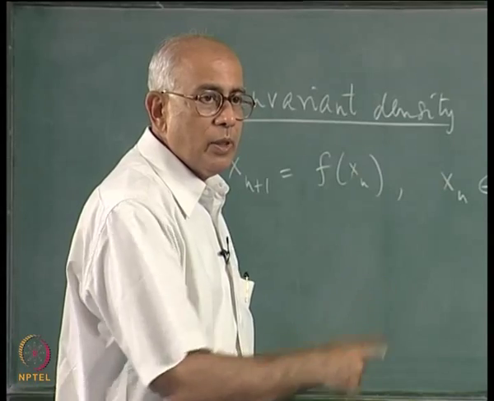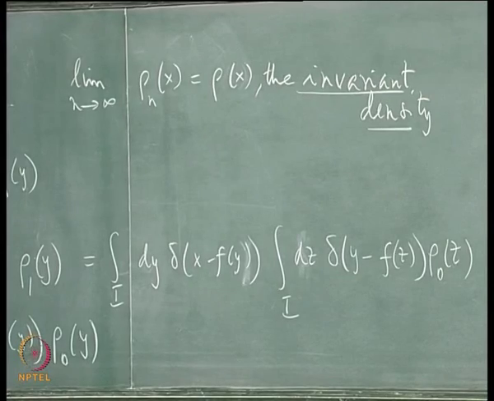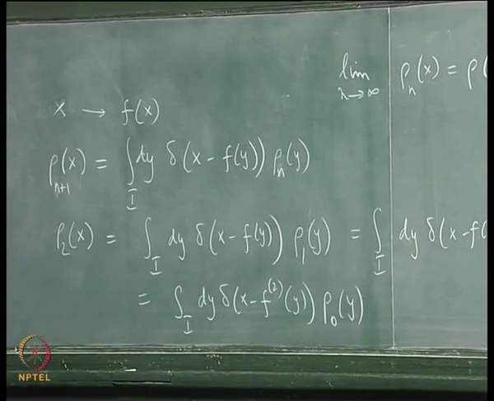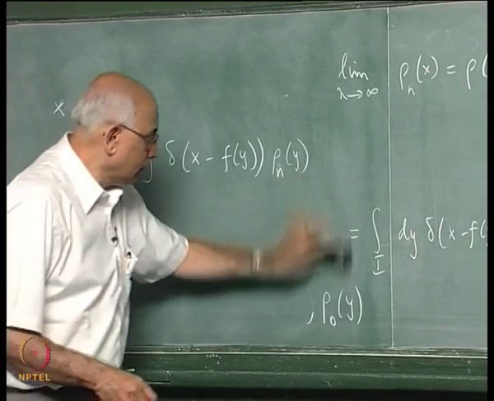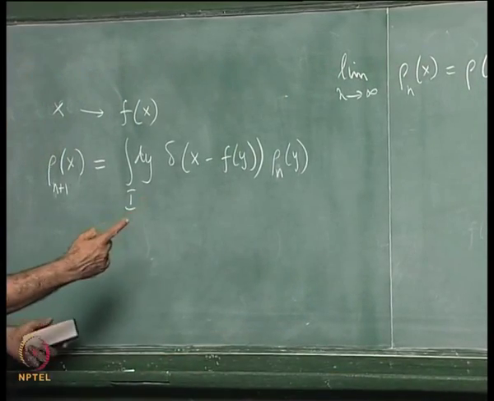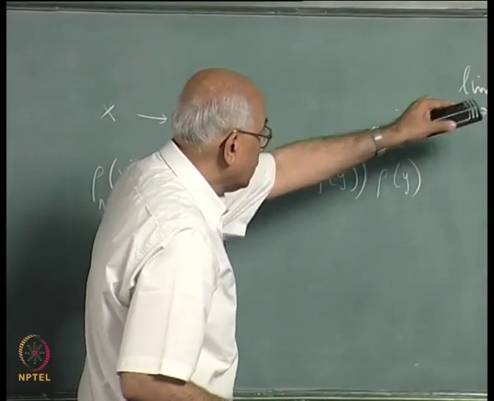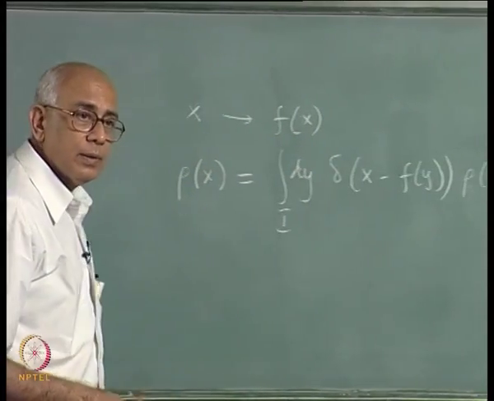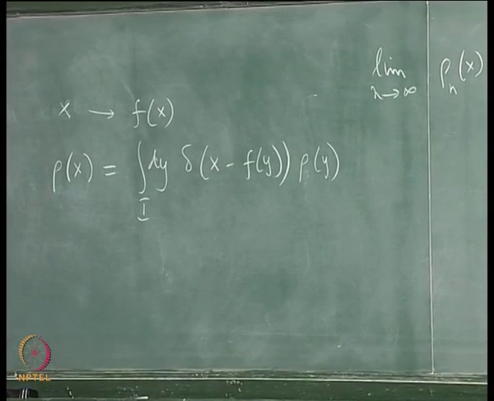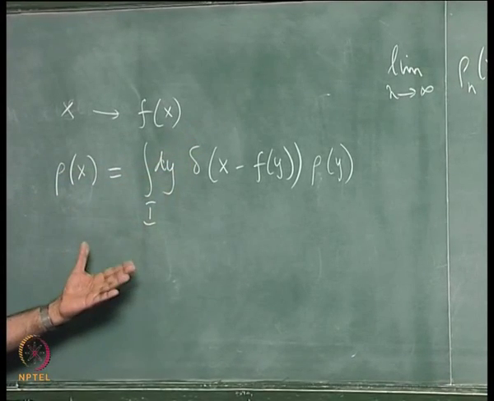But now we have a dynamical equation here, like the Liouville equation, and you need to take the limit n going to infinity in this. And what would be the equation obeyed by this invariant density, if it exists? So all we have to see is what happens to this equation when n tends to infinity. So if you call that rho of x, that is it, because as n tends to infinity so does n plus 1. So the invariant density obeys this equation.